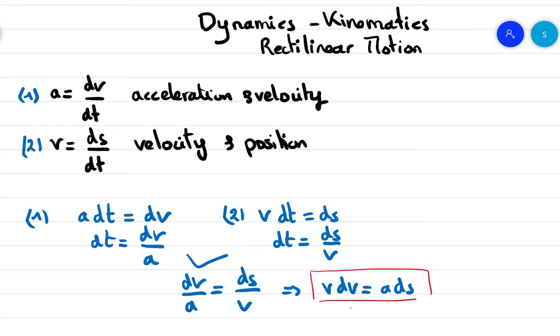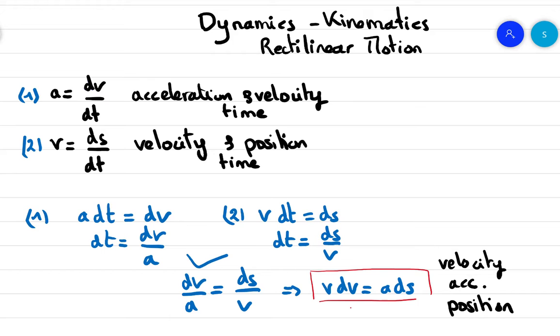So those two first were acceleration and velocity and time, and this one is velocity and position and time. And this one, there's no time anymore. We just have velocity, acceleration, and position. So you see, this formula is just a combination of the two first formulas.